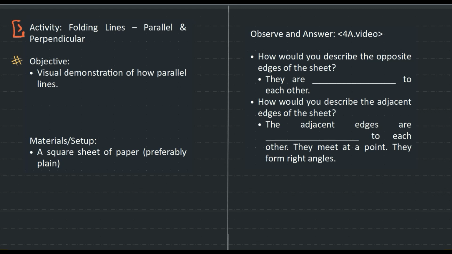Let's take up an activity which helps us understand parallel lines better. The material that you need is a square sheet of paper, preferably plain white paper. You might have a question of where we get a square sheet of paper. That you can do actually. Let me show.